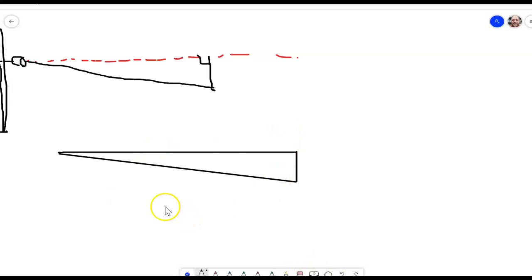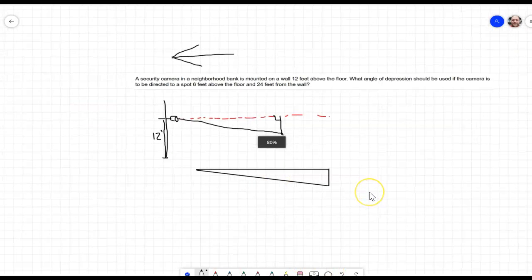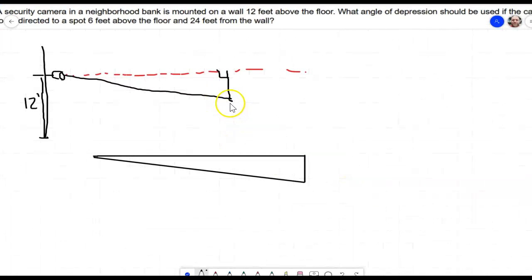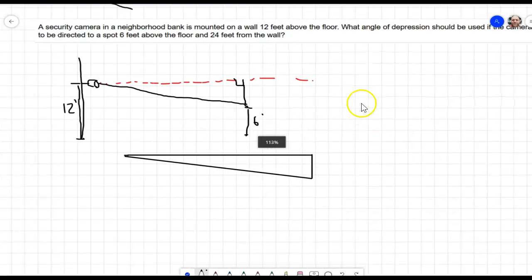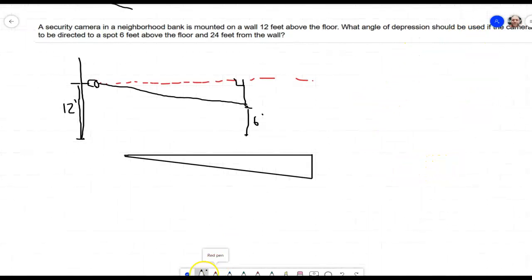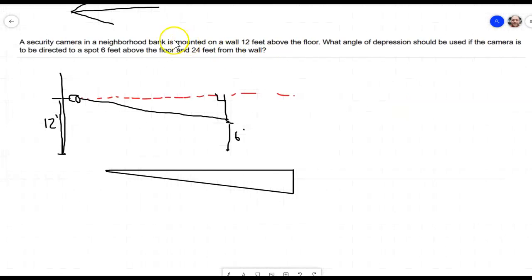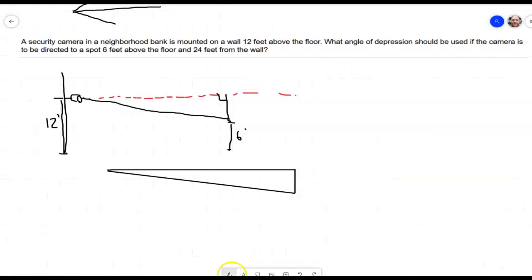Okay, so we got a triangle that looks like this, and let's see what lengths that we know. We know that, back up here a little bit, this distance from there to there is 6 feet, because it tells us 6 feet above the ground, so that means 12 minus 6, so this distance here is going to be 6, right? And we also know that this is 24 feet, right? Because it's 24 feet away from the wall, so this is 24 feet.